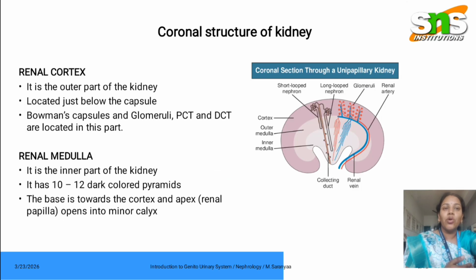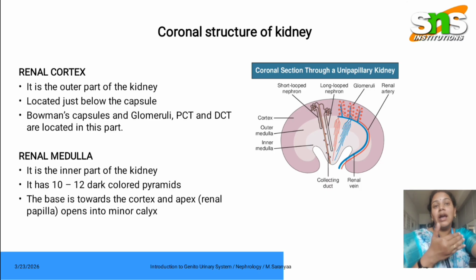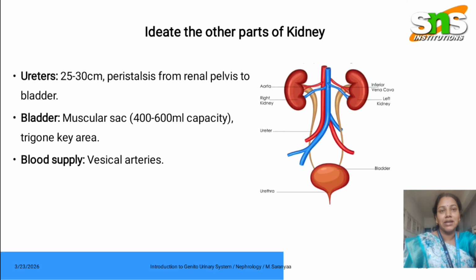When you cross-section the kidney, you can see the two layers I explained on the previous slide, which are the renal cortex and the renal medulla. The renal cortex is the outer layer, located just below the capsule, which is the covering of the kidney, and the Bowman's capsule, glomerulus, and proximal and distal convoluted tubules are located in this part. The renal medulla is the inner part of the kidney, where about 10 to 12 dark colored pyramid-like structures are present, and the base is towards the cortex and the apex meets together and opens into a minor calyx.